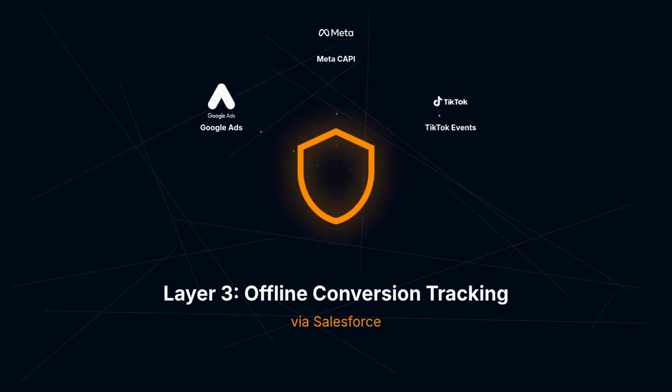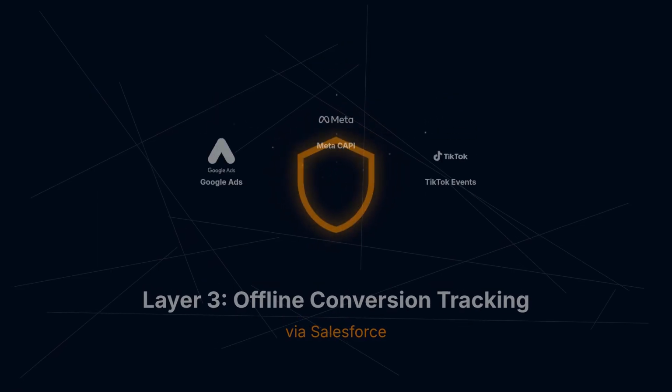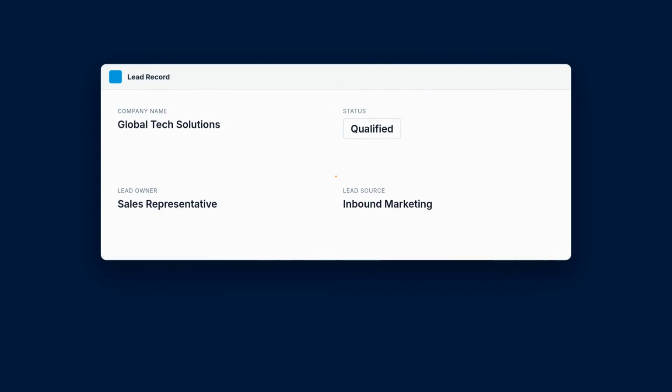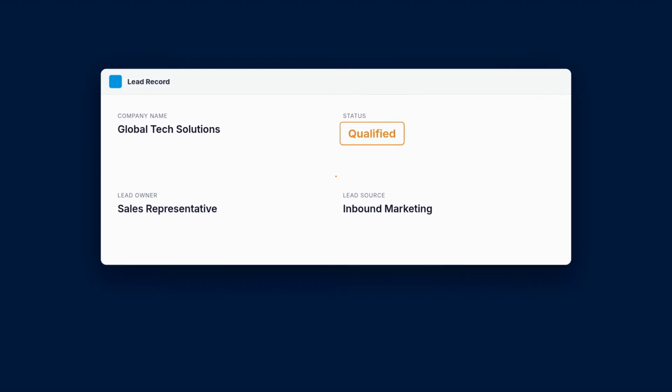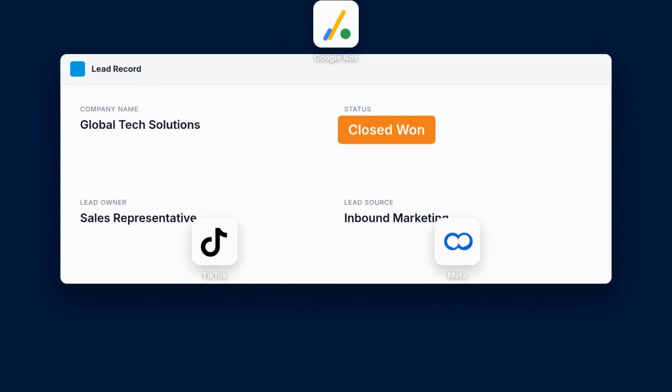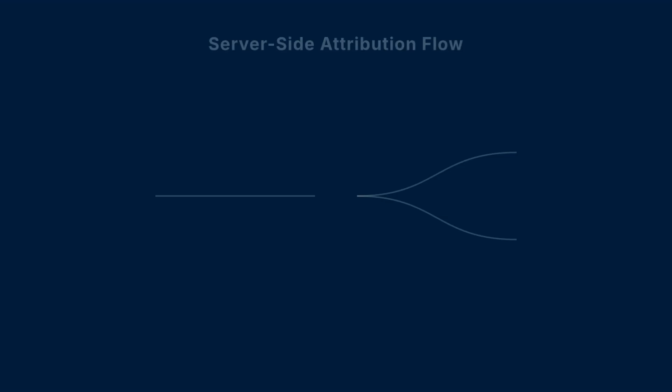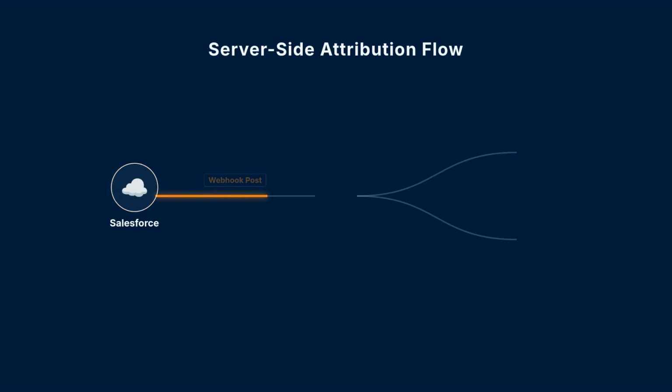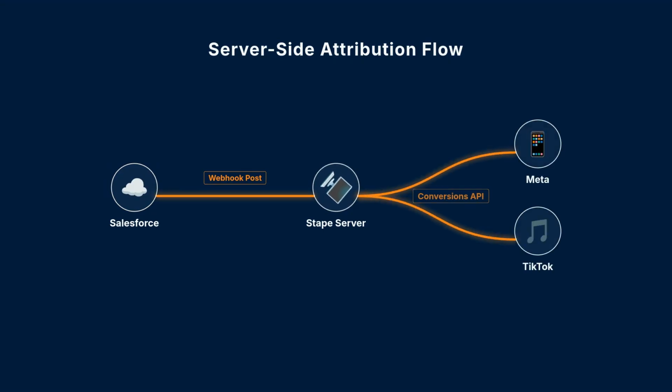Layer 3, offline conversion tracking via Salesforce. When a lead moves through a Salesforce pipeline to closed won, Salesforce's built-in Google Ads integration pushes the data back. For Meta and TikTok, the stored click IDs are pushed back via the server container using webhook triggers. One complete attribution system.